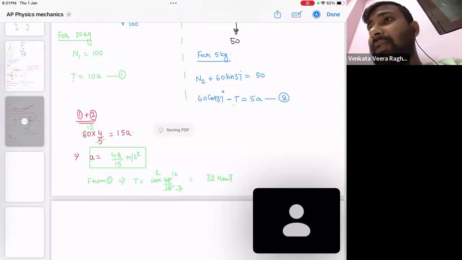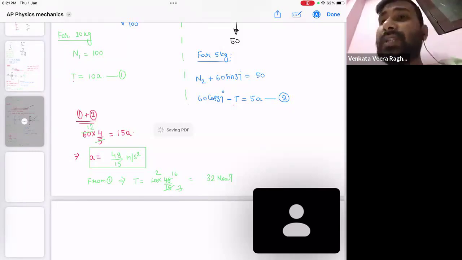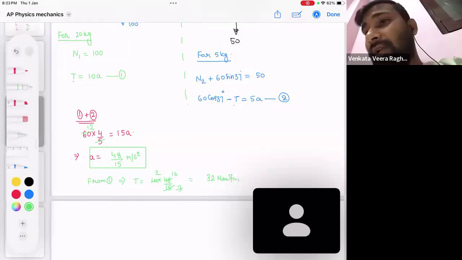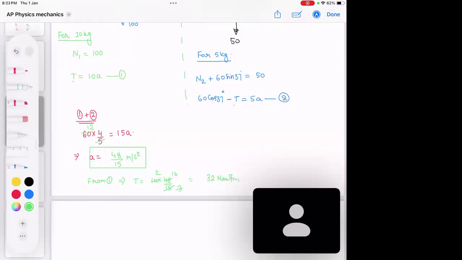So please tell me what we discussed here. Understand these two questions? These two questions are based on what? The acceleration of the block. Understood? Yes, sir.